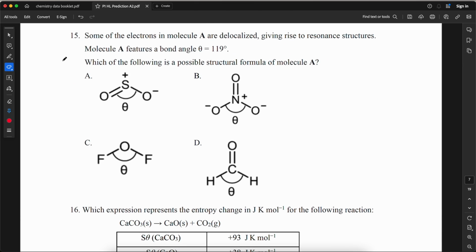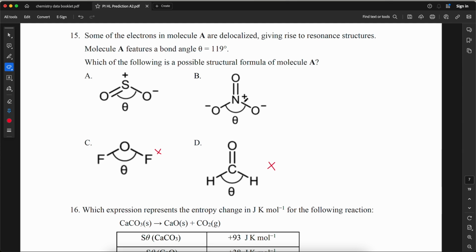Some of the electrons in molecule A are delocalized, giving rise to resonance structures. Molecule A features a bond angle of 119. Which of the following is a possible structural formula of molecule A? C has no resonance because it has no double bond. And then D, it's impossible for C to form a double bond with H because H can only form a single bond. So now between A and B.